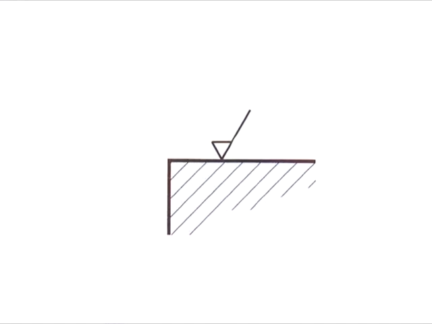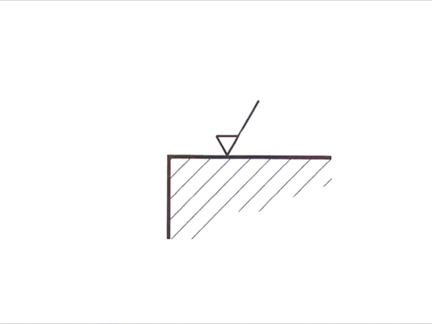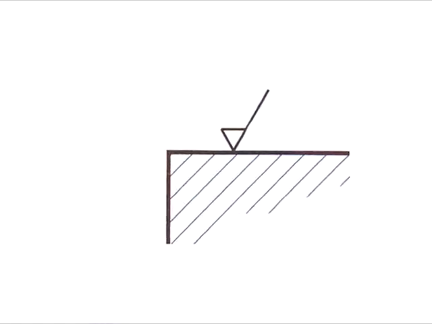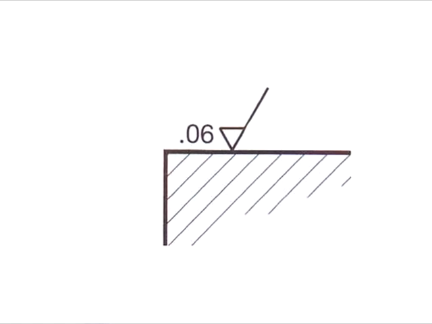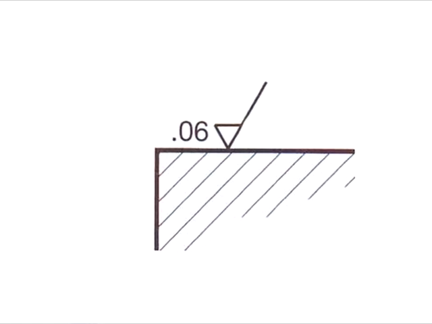Here's one that we find on a lot of my drawings, and it indicates that the surface that it touches needs to be machined. Take note of its shape. It's a closed triangle with something that looks like a handle coming off of it. If there's a number placed just in front of the symbol, well, that indicates machining allowance. And in this case, we have 60 thousandths of an inch of machining allowance.